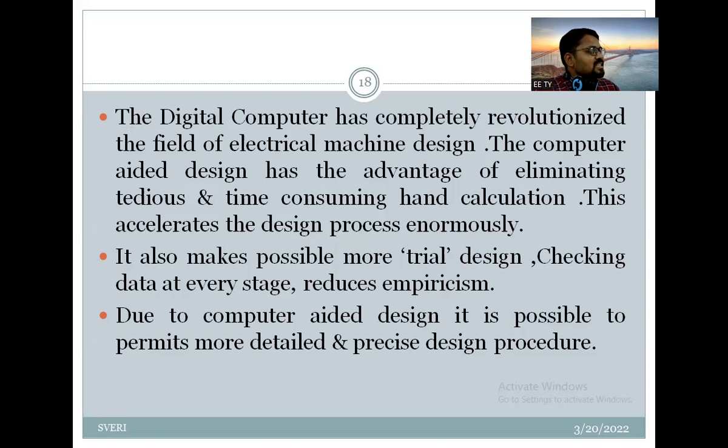Okay, you can also be asked a question like this: give the advantages of the modern trend which is used in the design of machines. From this last part that we have seen, these are only advantages related to the modern trends, that is the digital computer that we are using in the modern trends in the design of electrical machines.